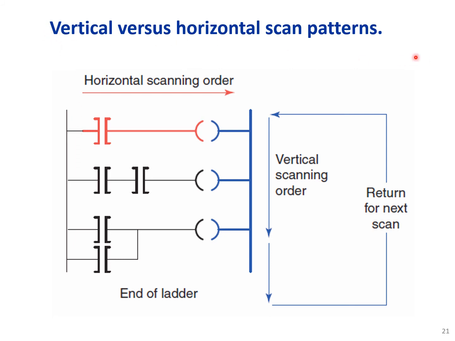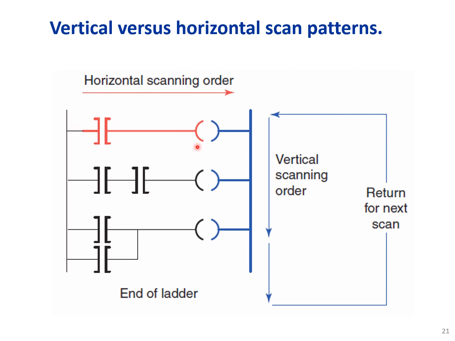So the title is a little bit confusing. We don't have vertical versus horizontal scan pattern. We have, let's say, the kind of hierarchy. So it goes first horizontally and then vertically. So let's say this is our multiple line run program, ladder logic program. It goes from first rung, it finishes the first rung.